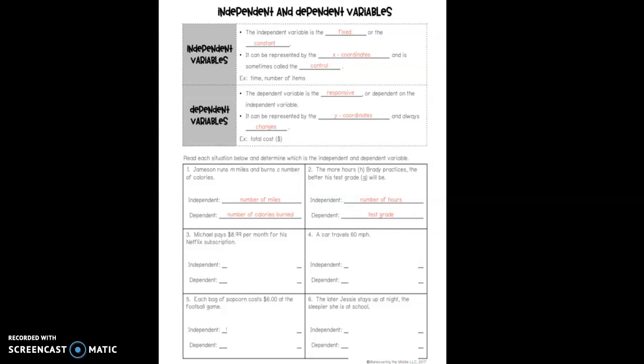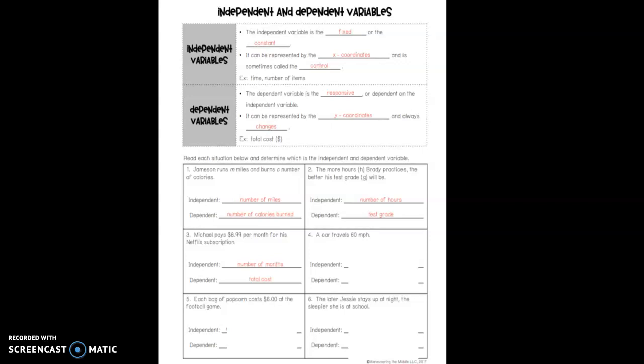Number 3, Michael pays $8.99 per month for his Netflix subscription. Well, we know that no matter what, the Netflix subscription is $8.99 per month. However, Michael pays a certain amount in order to determine his total cost. So the independent is going to be the number of months, but the total cost depends on the number of months he decides to pay his Netflix subscription.